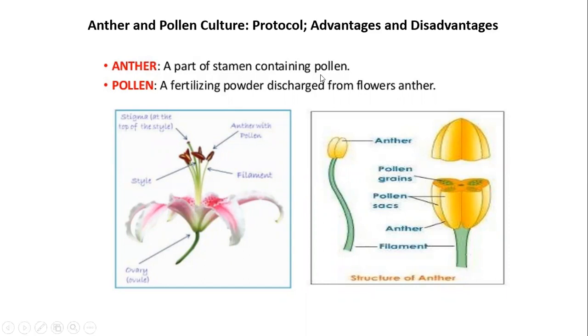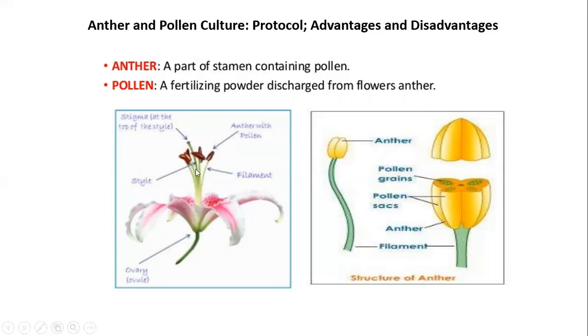So let's see. This is the total flower, and on the upper side of the flower we can see the anthers. These are anthers, and inside the anther the pollen is present. This is the filament or stalk on which the anther is located. This is the stigma at the tip of the gynoecium, and this is the style. After the style is attached the ovary, the female reproductive organ.